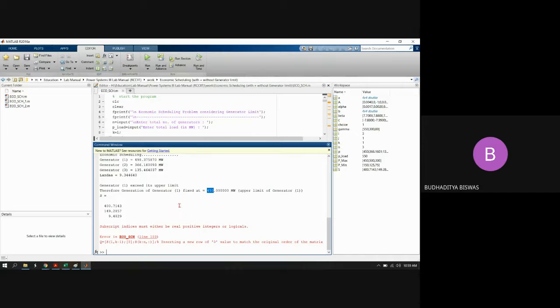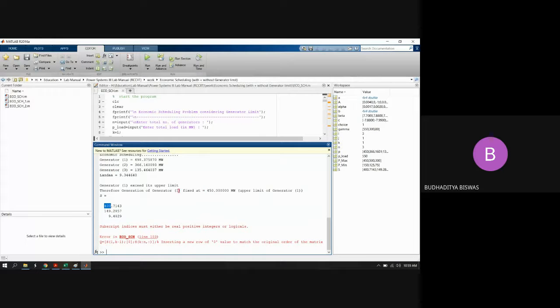I am showing that if we consider the generator limit, then what should be the modification of that particular problem. As generator 1 crosses the upper limit, from now the generation of generator 1 should be fixed at 450, and generator 2 should generate 400 megawatt. This is actually coming from the solution.